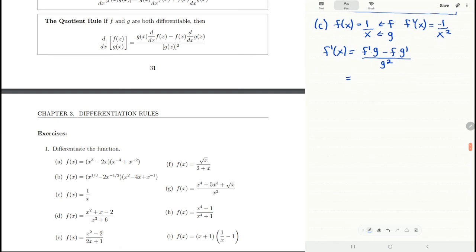So we need f prime. The derivative of 1, we know that the derivative of a constant is 0. So f prime will be 0. We multiply that by g, which is x. We then subtract f, which is 1, times g prime, the derivative of x, which we know to be 1, and this is all divided by g squared, so that is x squared. And now this can be simplified to negative 1 over x squared.